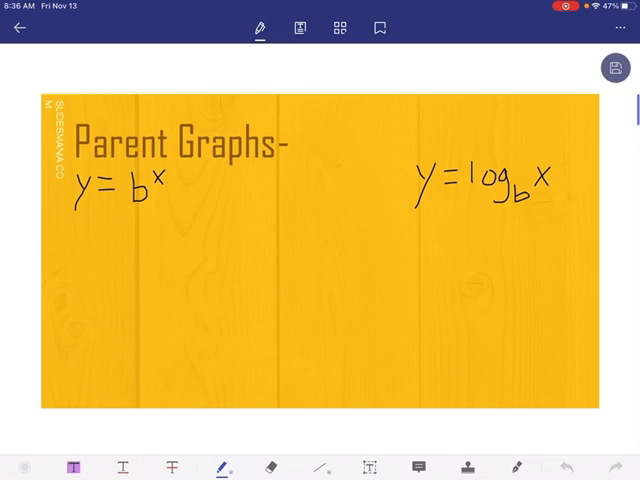Now, what's different about these than some of our other parent graphs is notice that we have a second or another variable in each of those equations, which is b. And b is for our base. And your parent graph is going to be slightly different depending upon what your base is. However, they will be generally the same shape, and then also we'll be looking at a pattern for our key points. So let's go ahead and look at y equals 2 to the x.